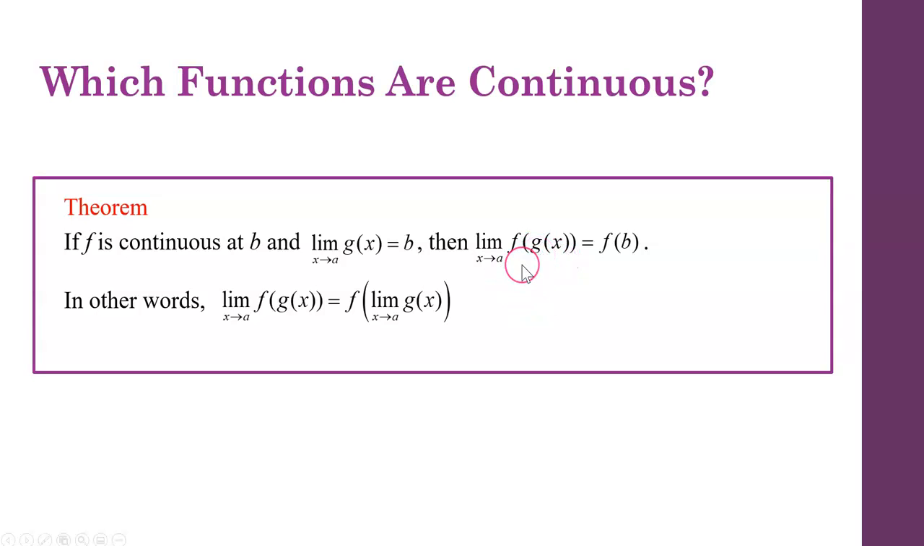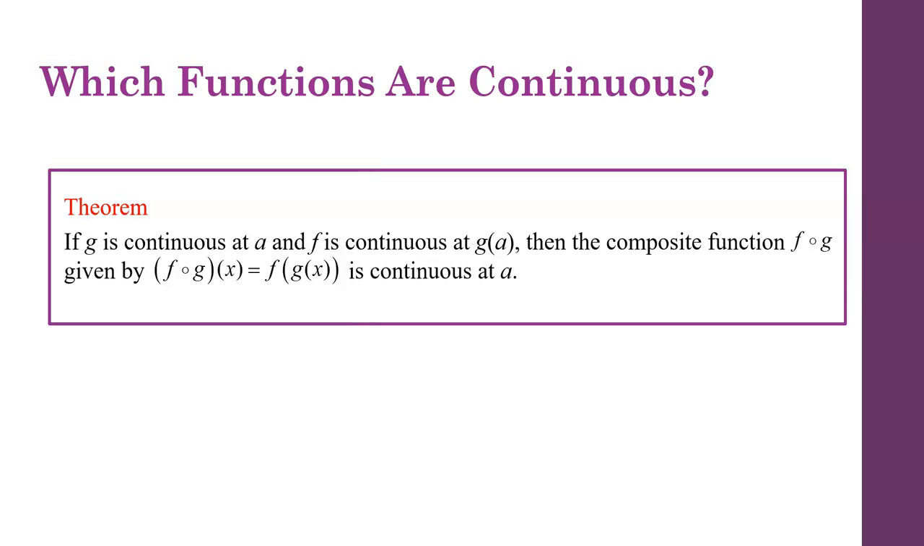If I'm taking the limit as x goes to a of f, right? So if I have a function composition, limit as x goes to a of f composed with that function, as long as f is continuous at the limit of g of x, I can first find the limit of g of x and then plug it into f.